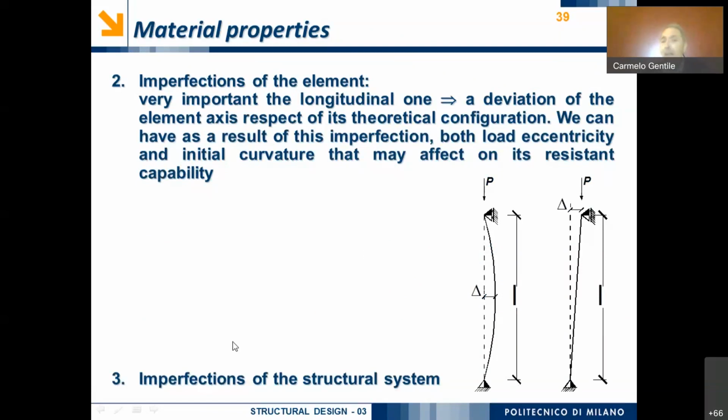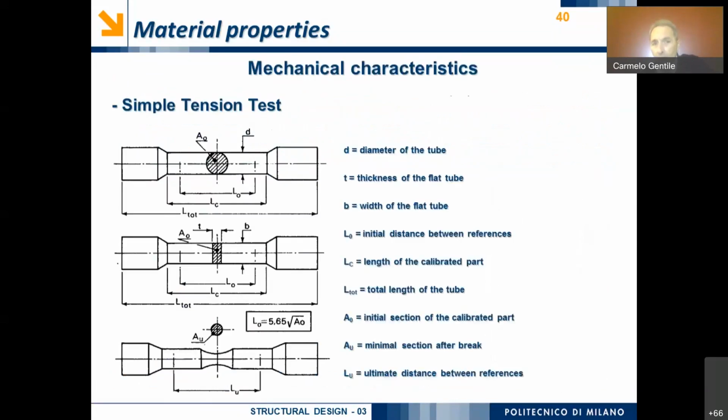But summing up all this kind of imperfection and also adding some imperfection due to the construction process, we can have overall imperfection of the structural system. Of course, the imperfection at the level of the cross-section or at the level of the structural system are very low because they are checked in the industrial production. The imperfection of the structural system might be checked during construction.